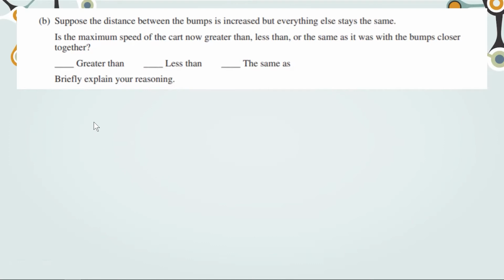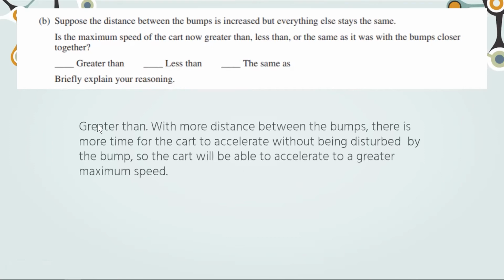Earlier we said that the distance between the bumps meant that there is a certain amount of time for the cart to accelerate and pick up more speed. Logically, if the distance is longer, then it'll take the cart more time to travel that longer distance. So with more time, the cart can accelerate to a greater speed. So we can say this as greater than.